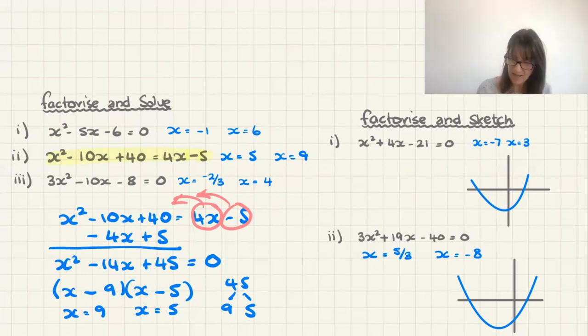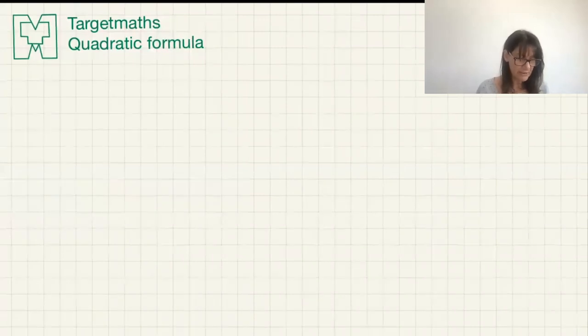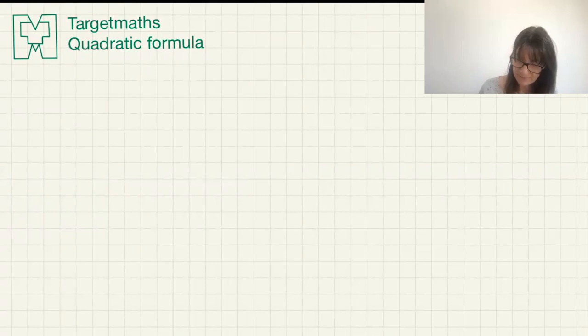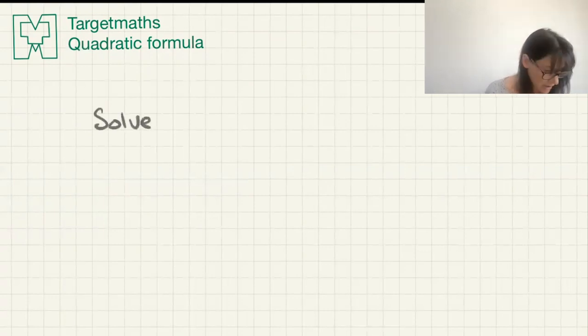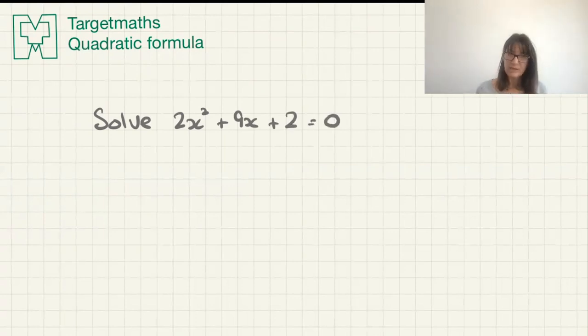So we have some grounding now. We have some knowledge on our quadratic equations. So let's write a question out. Let's write out: solve 2x squared plus 9x plus 2 equals 0. Okay, so when I see that, I can see it's a quadratic. I can see it equals 0. They want me to solve it. My skill is factorizing, so that's what I'm going to do.